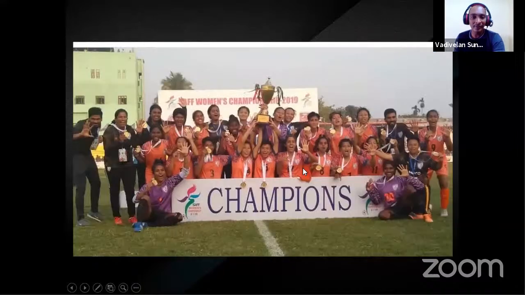In 2016, they were SAF champions. They have also participated in women's leagues. They represent India. The two of them from our district represented the Indian team in the South Asian Games.